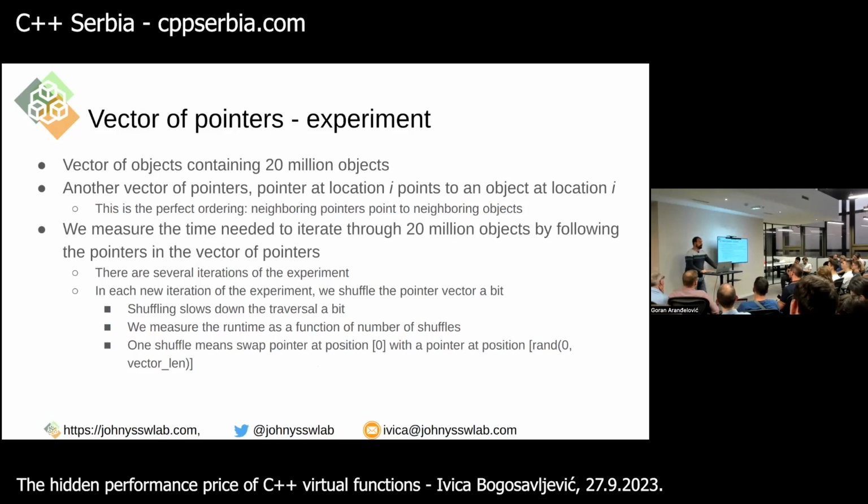We have a vector which contains 20 million objects. We have another vector of pointers, 20 million pointers, and I create the optimal layout where the neighboring pointer points to the neighboring object. This is the perfect ordering, and I measure how much time I need to iterate through this thing.